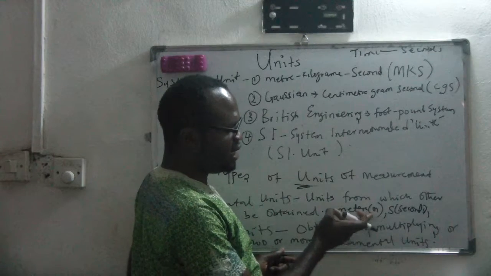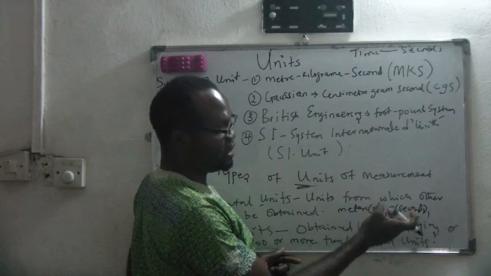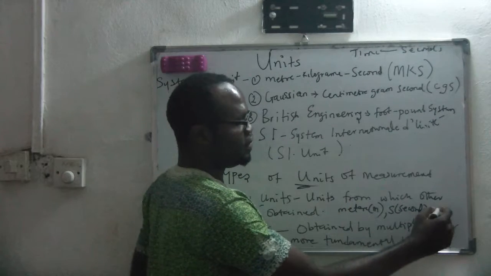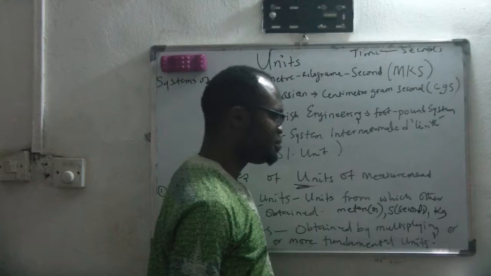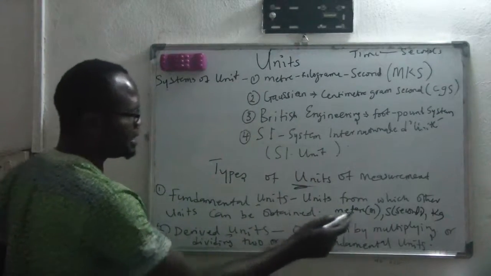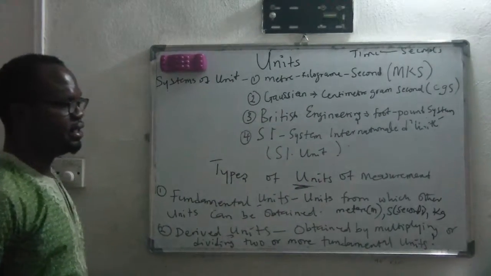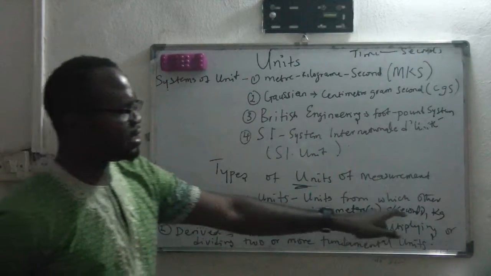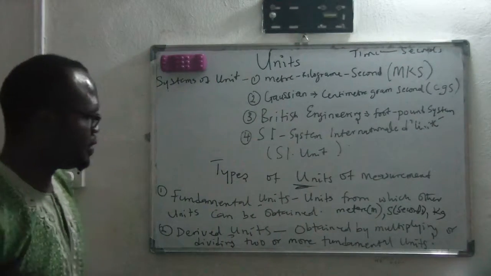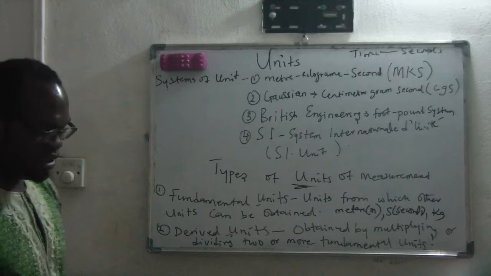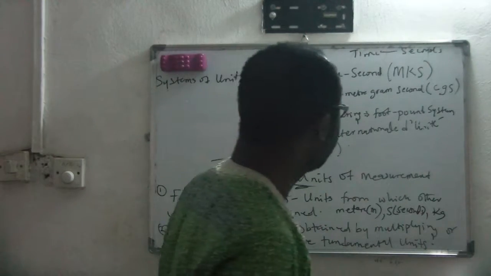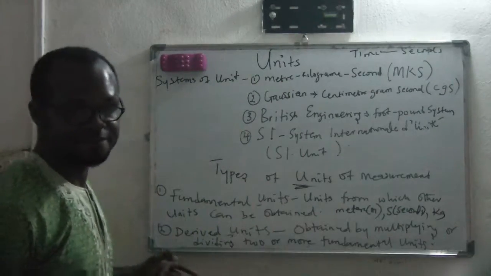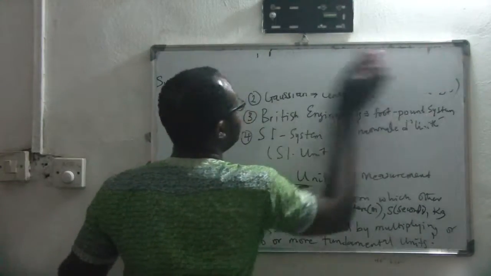For length the unit is meter, for time it is seconds, and for mass it is kilogram. Is that clear? So these are the three basic units: meter, seconds, and kilogram. Then we are going to be learning the derived units, how they are derived. Is this clear? Good.